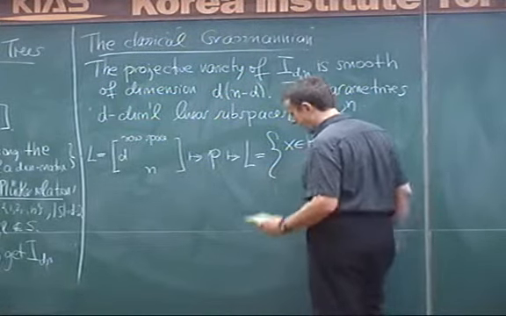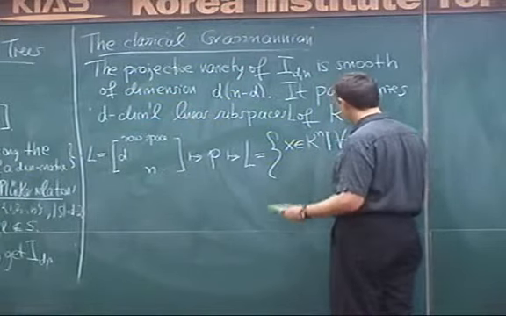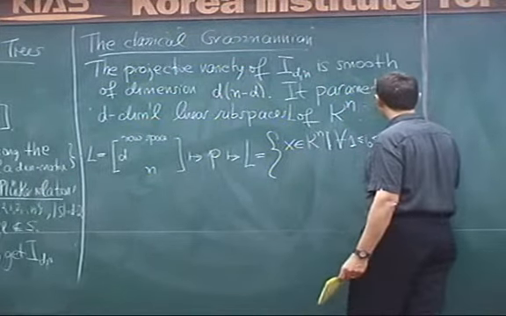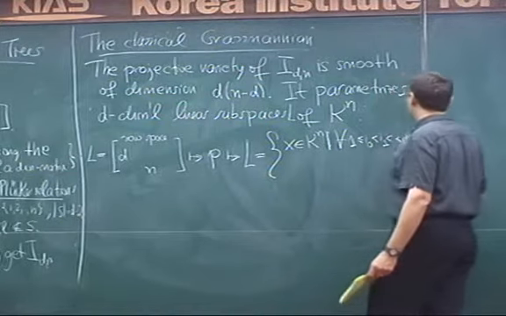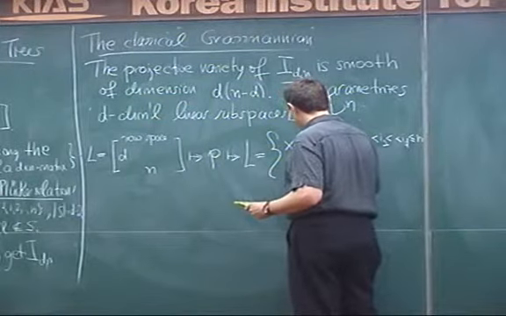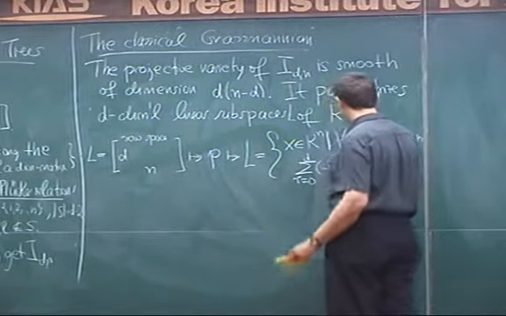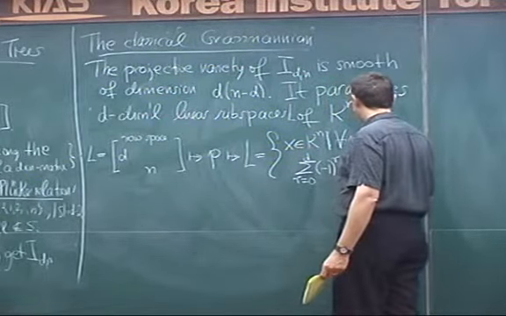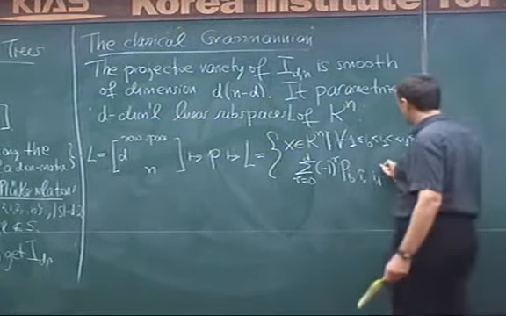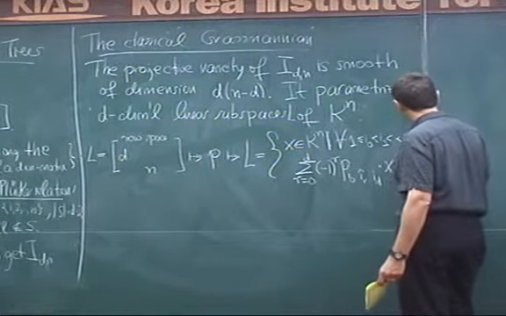So this is the set of all x in k^n such that for all indices i0 < i1 < ... < id, we have the following linear equation: the sum over r from 0 to d of (-1)^r p_{i0 ... îr ... id} times x_{ir} equals 0, and then we close the parentheses.